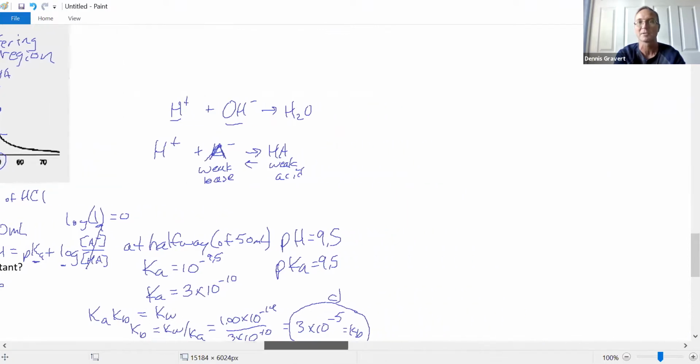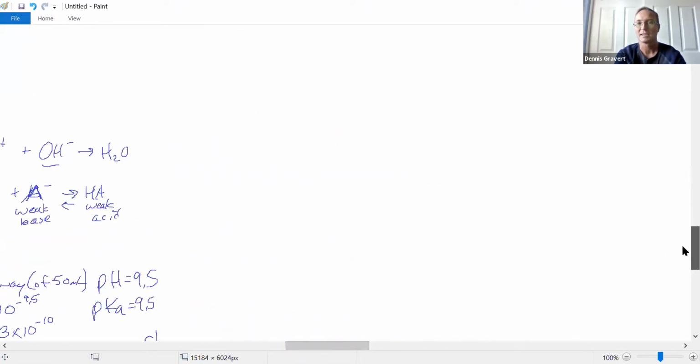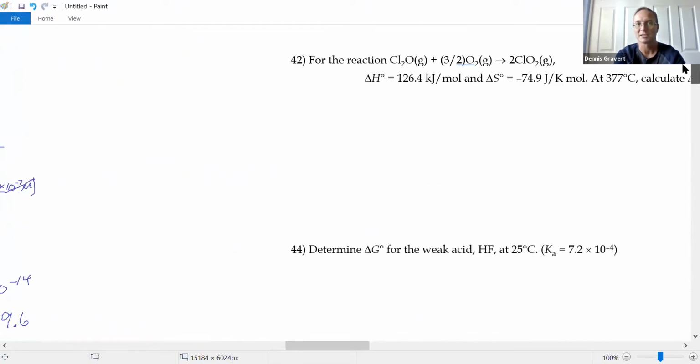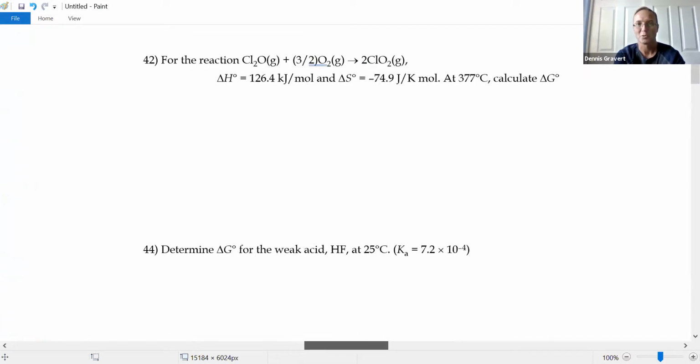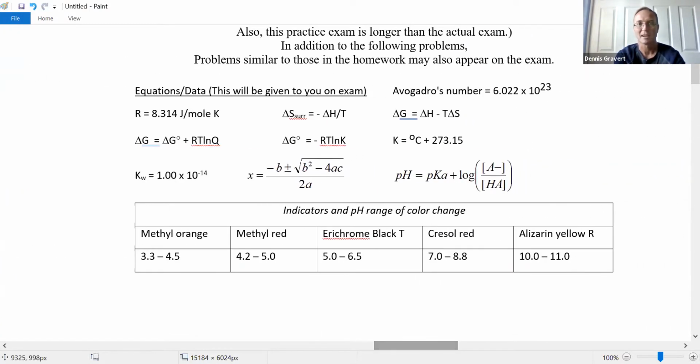So go to the top of the exam, because that's where some indicators are listed. Yeah, this table right here. Indicators and pH range of color change. So we need something to change at 4.5. This one is changing at 4.5. That's not good. Maybe we should use this one. Yeah, this would be a better one. Let's use methyl red, because 4.5 is inside this range.